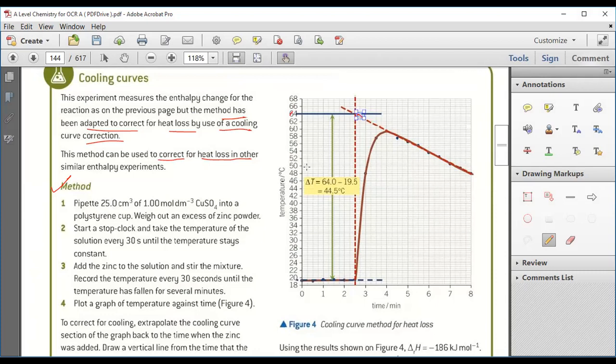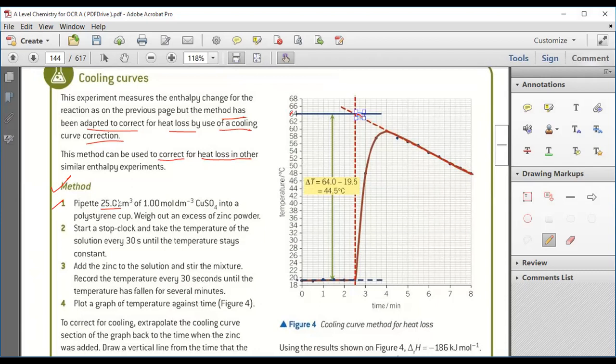Okay, now we will discuss the method. Pipette 25 centimeter cube of 1 mole per decimeter cube concentration solution into a polystyrene cup. What we have to do is take 25 ml with the help of a pipette and put it in the polystyrene cup. Now weigh out the excess zinc powder. Whatever the excess zinc powder is, remove it.